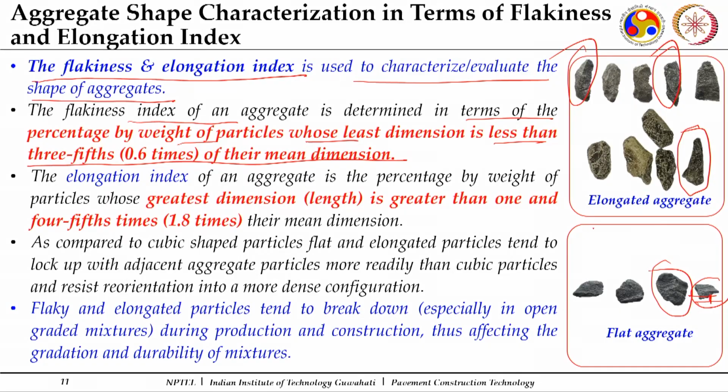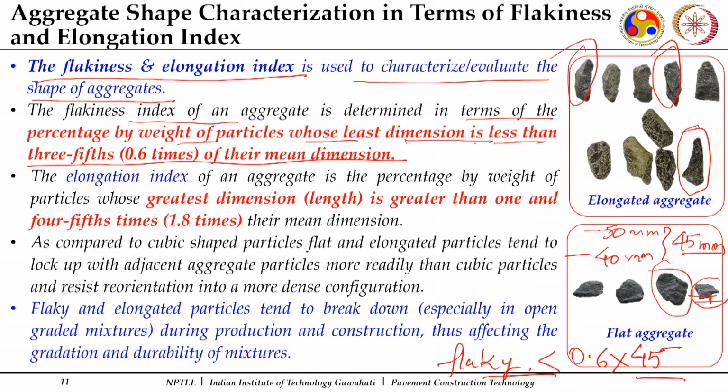So, any aggregate which is passing through 50 mm and retained on 40 mm sieve size, in that case the mean dimension will be 45 mm. Now, if an aggregate is to be flaky, if its one dimension is less than 0.6 times of this 45, then this aggregate will become a flaky aggregate. If one dimension of this aggregate is less than 0.6 times of its mean dimension, it will be called a flaky aggregate.